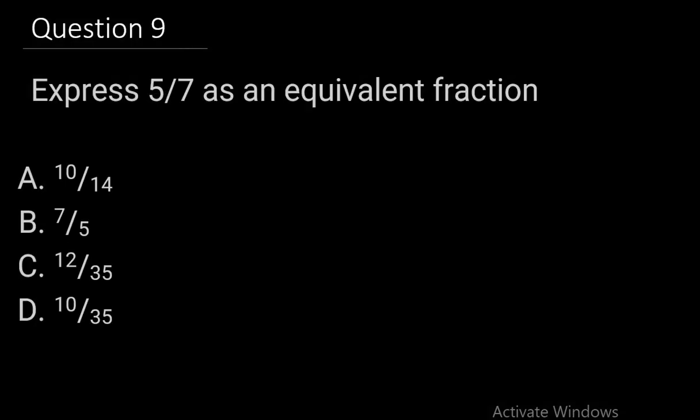Question number 9 says, express 5 out of 7 as an equivalent fraction. So 5 out of 7. What you must know in equivalent fractions is that to get an equivalent fraction of a number, we need to repeatedly multiply that number by the same digit or divide the fraction by the same digit. So I can get the next equivalent fraction by multiplying the numerator and the denominator by 2, which will give me 10 over 14.